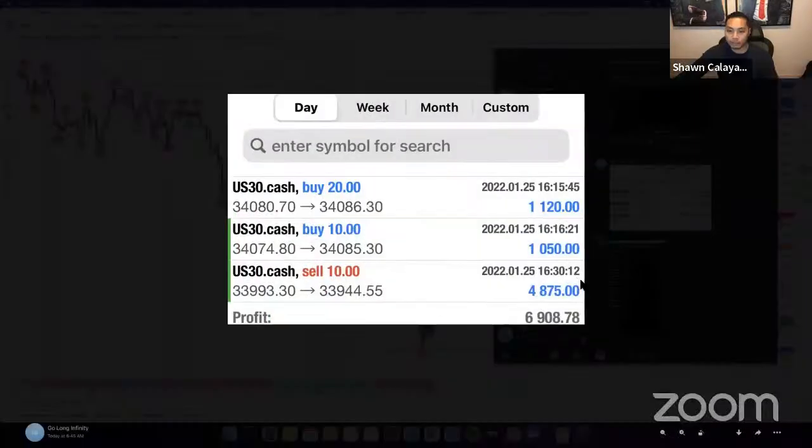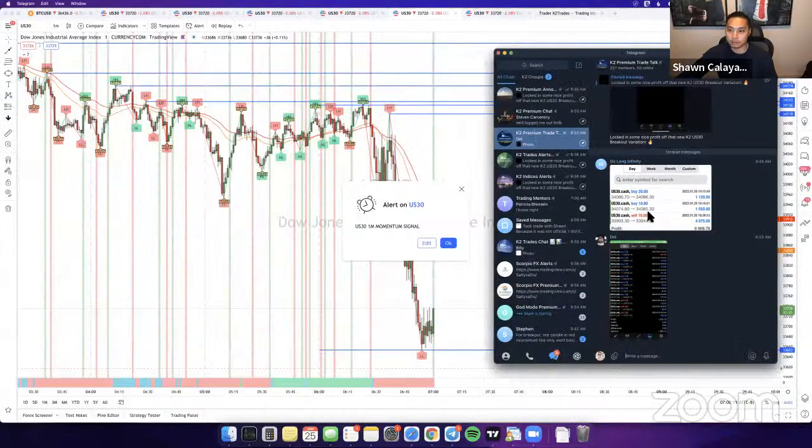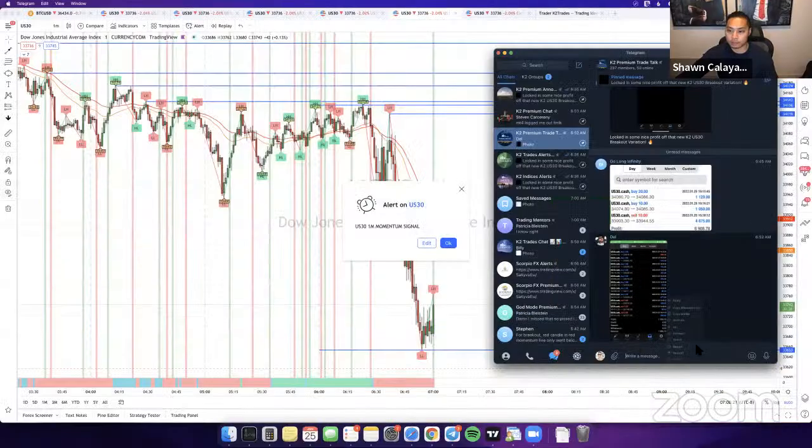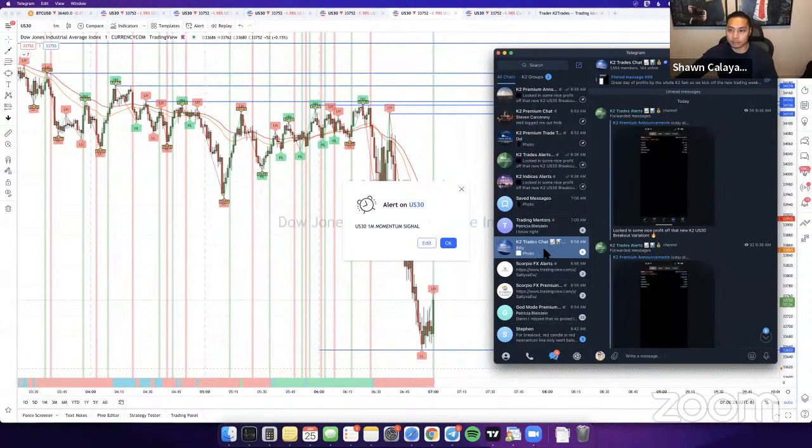Scrolling up right here, Narith locked in the sell too. So a lot of people actually took that sell with me earlier when I looked for the liquidity. He locked in a total of 6,908. Nice work, Narith. Dell here as well, locked in a total of 1,956. So great work right there, Dell. I think that's it for the profits right now. We got Billy over here as well.